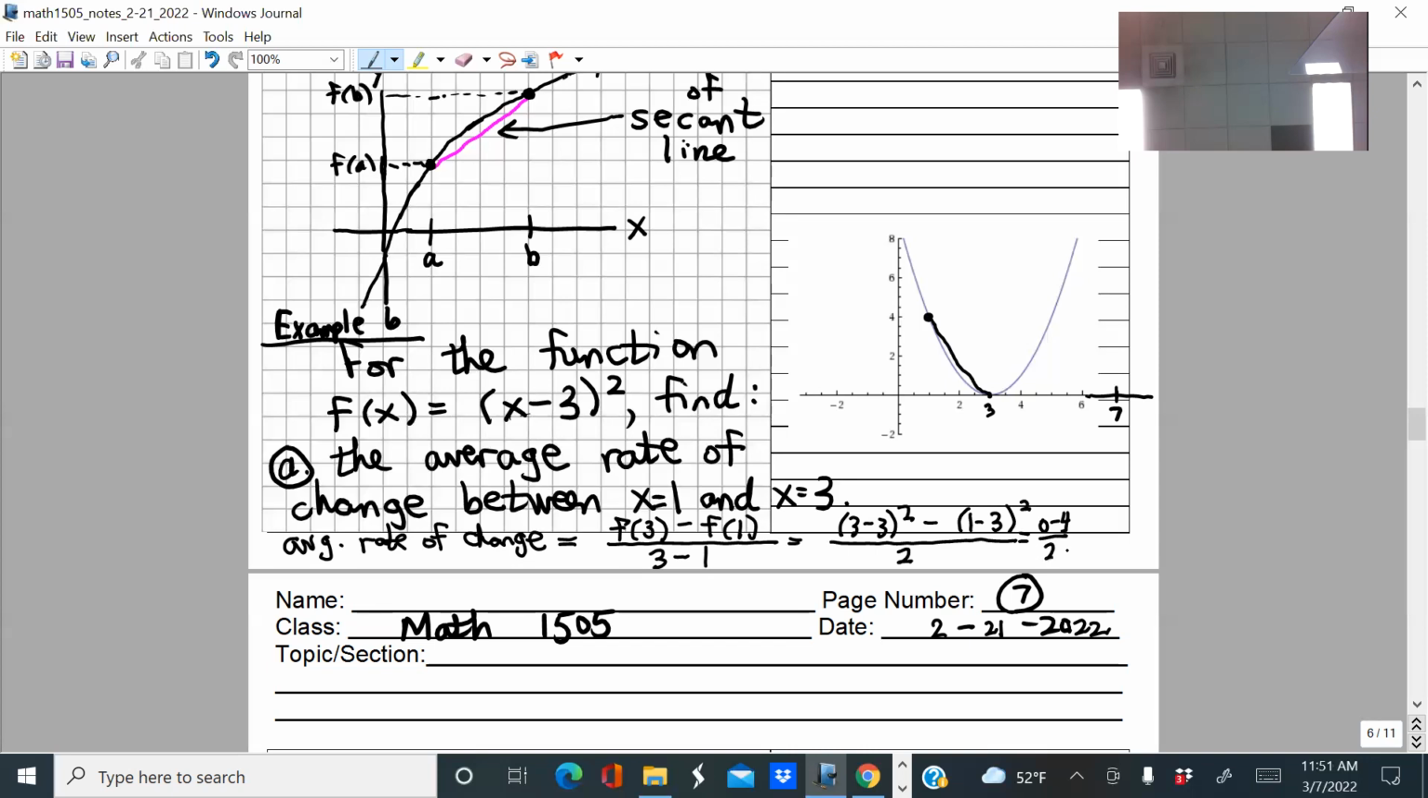Over 2, which turns out to be minus 2. So you get a pretty easy value for that average rate of change. What is that telling you? What is our interpretation of the minus 2? Keep in mind, this is kind of like slope, right? So what is that minus 2 telling you?